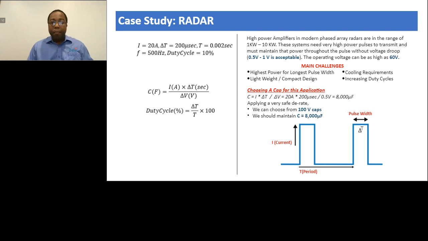In this next case study, we consider a radar application where the current is 20 amps, the pulse width is 200 microseconds, and the allowable voltage droop is 1 volt. Now, using our same formula to calculate the capacitance needed, we determined that we needed an 8,000 microfarad capacitor. Applying our D rate to our 60-volt operating voltage, we specify a 100-volt rated capacitor. With advances in gallium nitride or GaN technology, we have seen an increase in voltage requirements for these applications, so 60 volts is not uncommon nowadays.